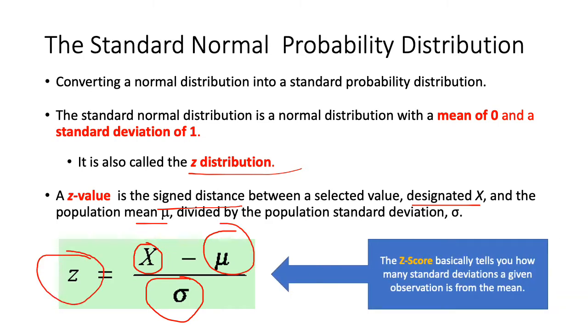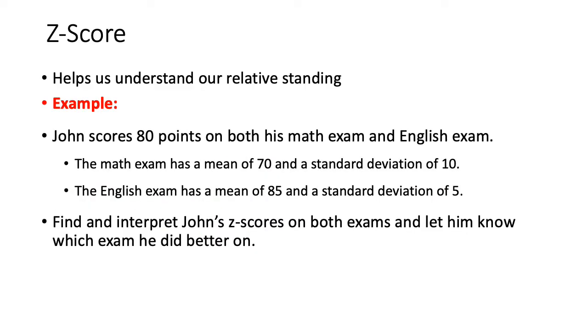So again, the Z-score basically tells you how many standard deviations a given observation is from the mean. The Z-score itself helps us understand relative standing, which is basically a measure of where we lie relative to the rest of the distribution. So let's look at an example.